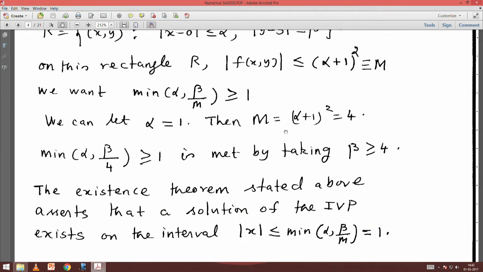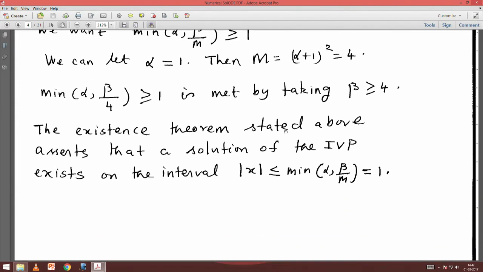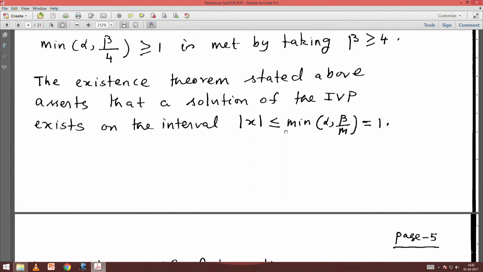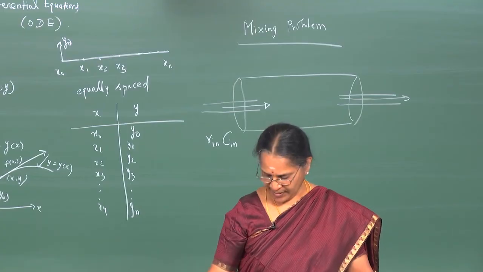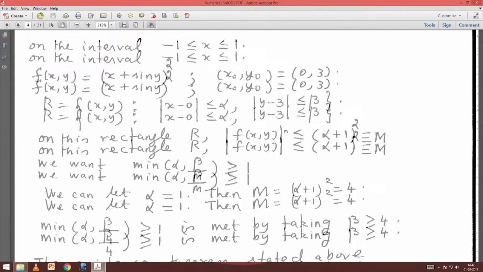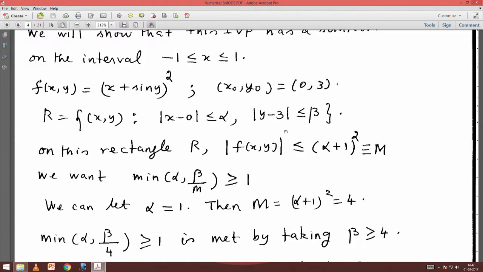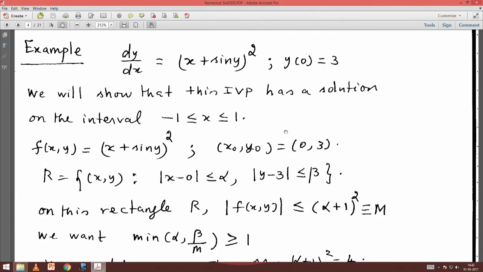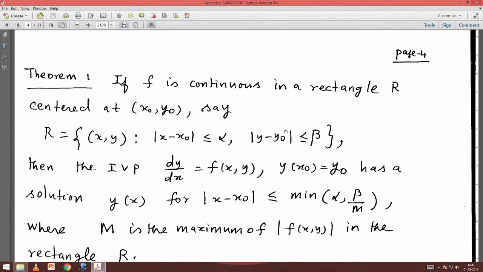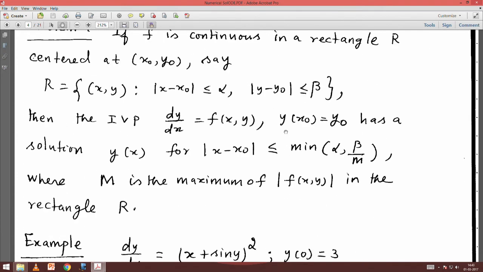So, we have been able to show by applying the existence theorem to this example, since f is continuous in that rectangle, that there is an interval in a neighborhood of x equal to 0, namely minus 1 to 1. The condition is satisfied. What does that condition say? The theorem says that the initial value problem has a solution y of x for mod x minus x naught less than or equal to minimum of alpha comma beta by M.